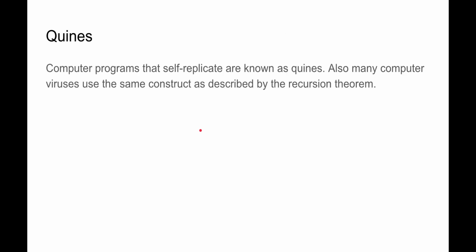And another cool application that's a bit more practical are quines. These are programs that self-replicate. So it's a program that will run and print out its own source code or copy it to another file. And a lot of computer viruses also use the same construction that we described earlier when we were describing self.